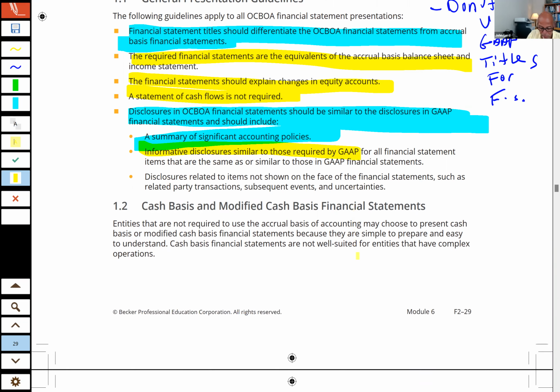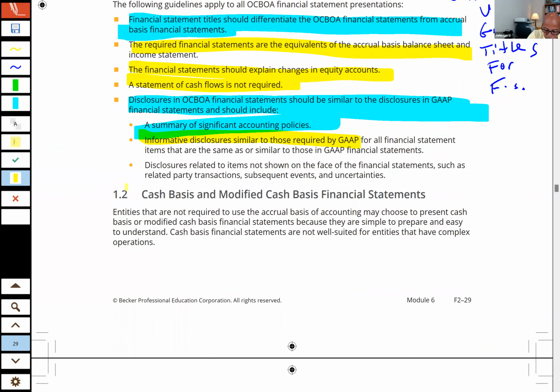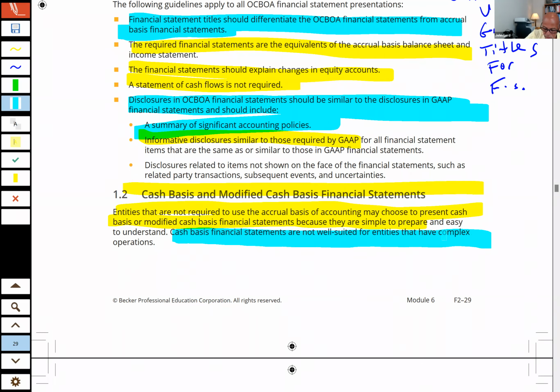Now, when we take a look and we talk about cash basis and modified cash basis, entities are not required to use accrual basis statements, and they may choose to present cash basis or modified cash basis financial statements because they are simple to prepare, okay? Now, something that I can just see a multiple choice question on, so let's just flashcard it. Cash basis is not something that you would be using for a company that's fairly complex. So if we're talking about a mom and pop grocery store, mainly cash transactions, or a family trust, even though there may be large amounts of money being thrown around in those, their accounting is not that complex. And so you might use cash basis for something like that.